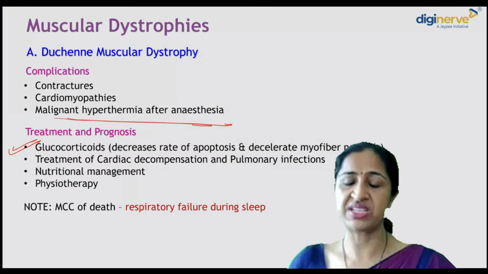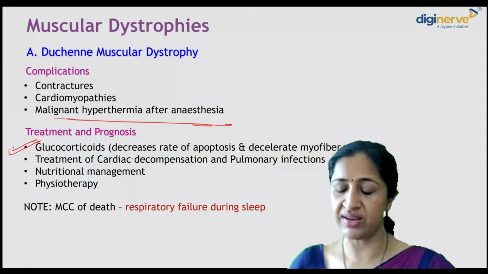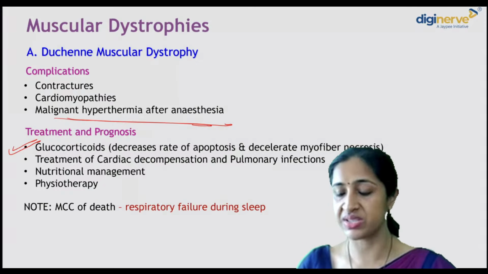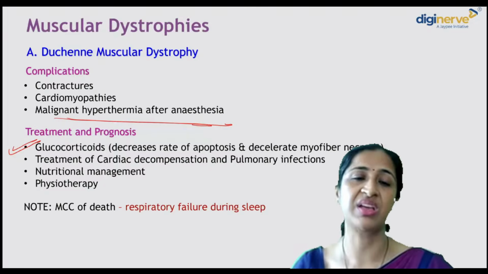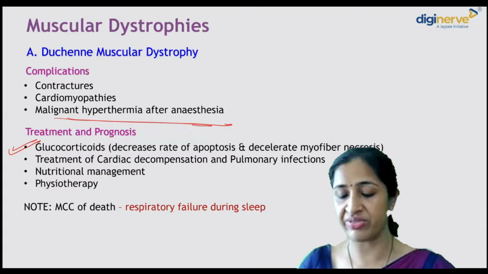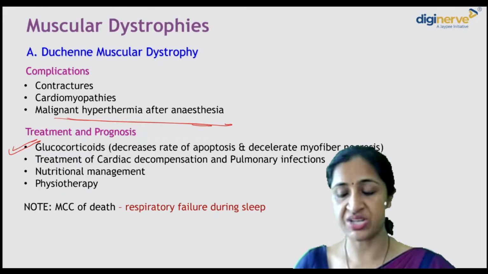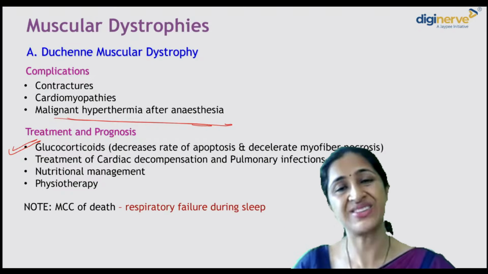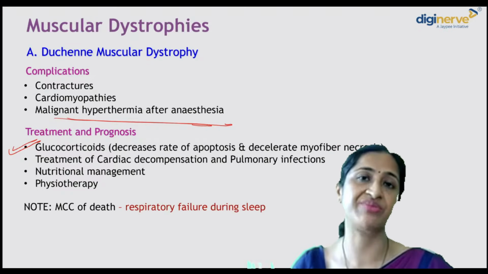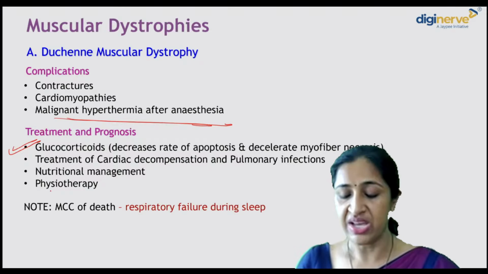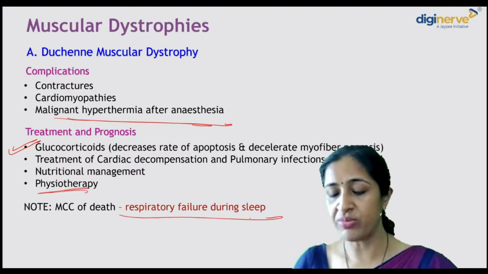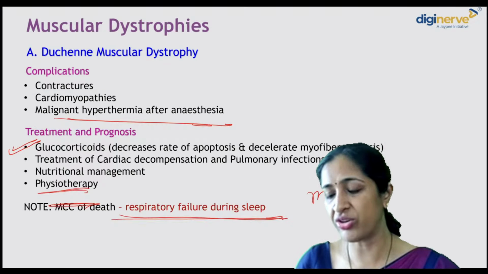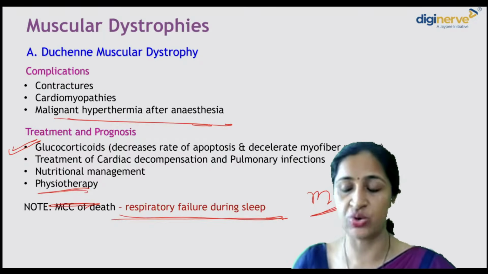So the treatment is with glucocorticoids, and the glucocorticoids only prolong life. They don't completely remove the disease from occurring. Maybe 5-10 years of better quality of life. Treatment of cardiac decompensation and pulmonary infections is very important. Nutritional management is very important. As long as the child lives, nutrition helps in preventing infections and gives a better quality of life. Physiotherapy, yes. The most common mode of death is usually respiratory failure, which occurs during sleep.